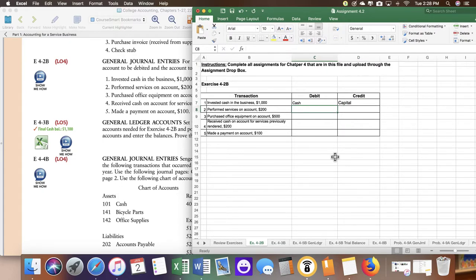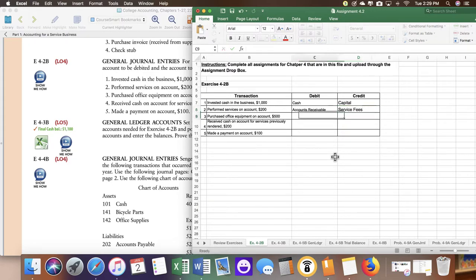For number 2, we performed services on account. Since our business provided the service, it's going to be accounts receivable since it says on account. That is the key phrase to remember when you're working on these assignments. And since we performed services, we're going to use our revenue account. But in this case, since they don't tell us what exactly that revenue account is, we're just going to put service fees.